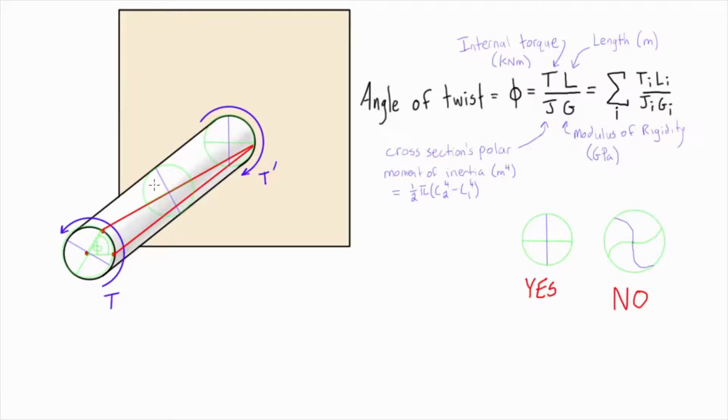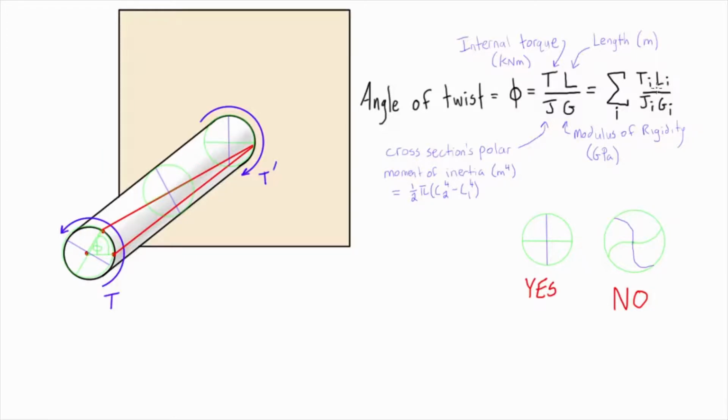So if there was another applied torque halfway down, then we'd have two sections with two distinct internal torques. Or if one half of it was hollow and the other half wasn't, or the diameter changed, we'd obviously have to change this. Or if half of the member for some reason was one material and the other half was another material, then in those cases we'd also have two sections.